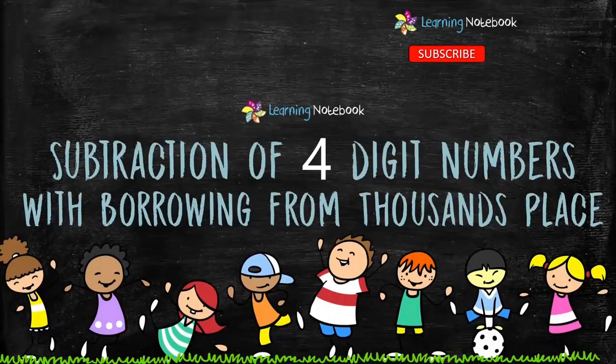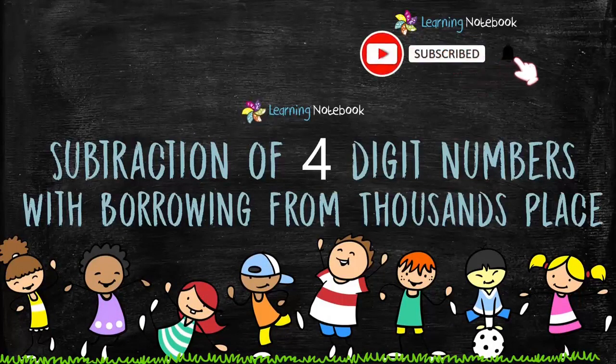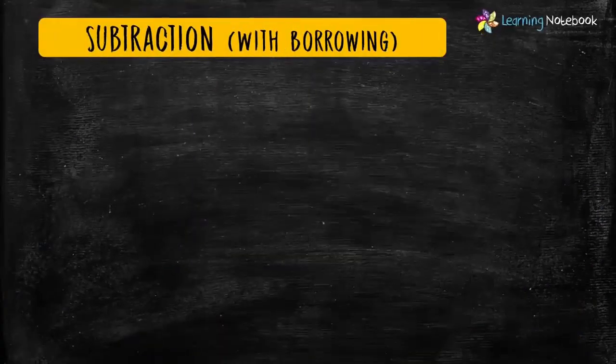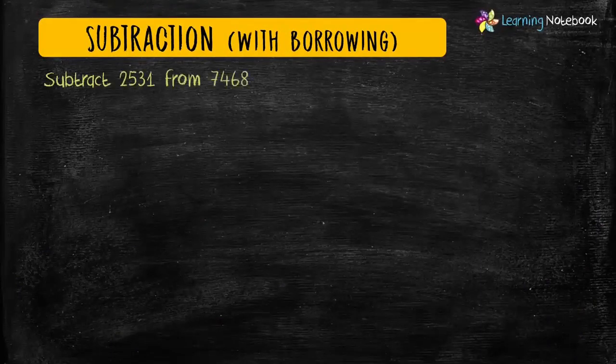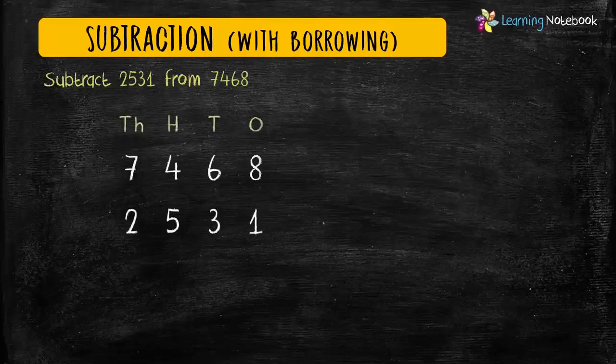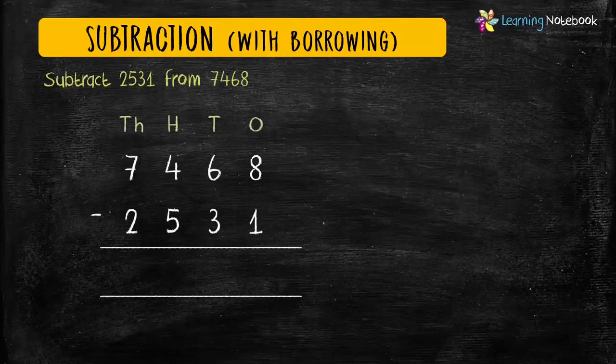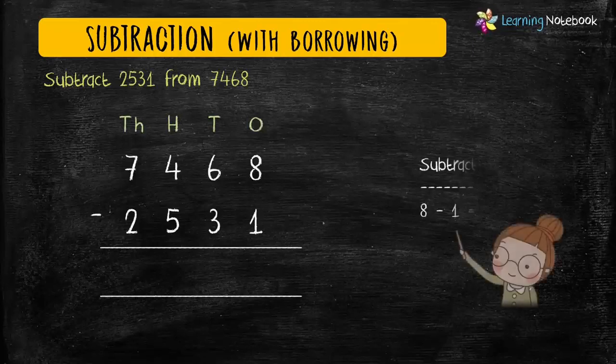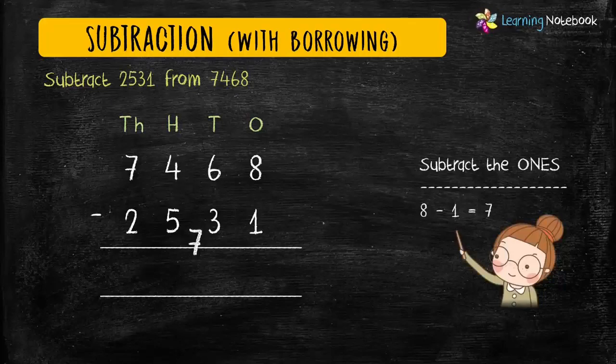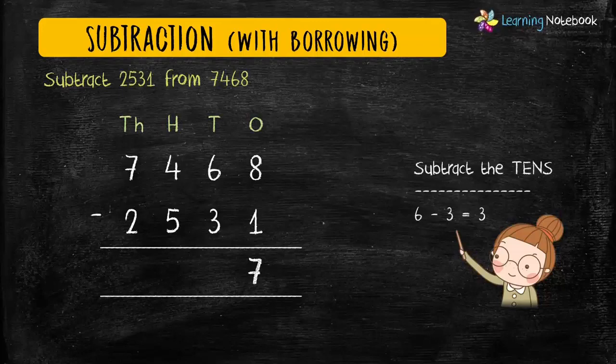Now let's understand subtraction of 4-digit numbers with borrowing from thousands place. Question is, subtract 2531 from 7468. To subtract these 4-digit numbers, let's write them in columns. Now, subtract the digits at ones place. 8 minus 1 equals to 7. Now subtract the digits at tens place. 6 minus 3 equals to 3.